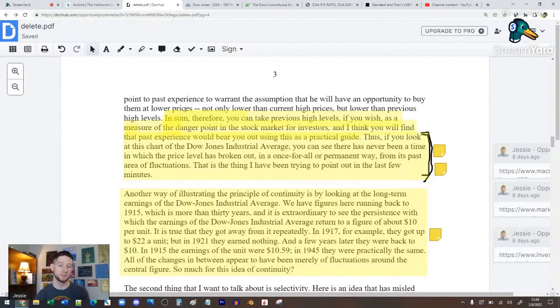And I think you'll find that past experience would bear you out using this as a practical guide. Thus, if you look at the chart of the Dow Jones Industrial Average, which I'll bring for you in a second, you can see there has never been a time at which price level has broken out once and for all in a permanent way from its past area of fluctuations. And that's what he has been trying to explain.